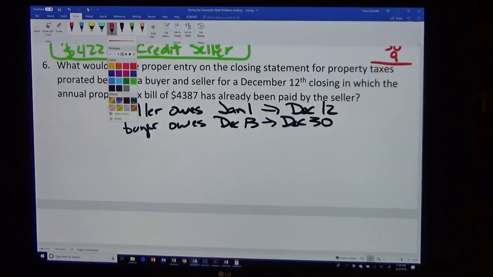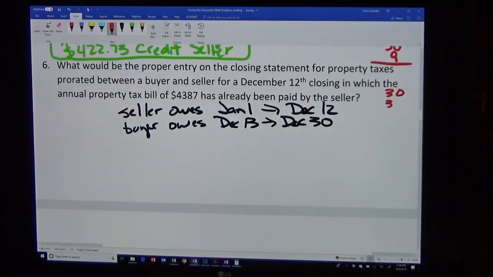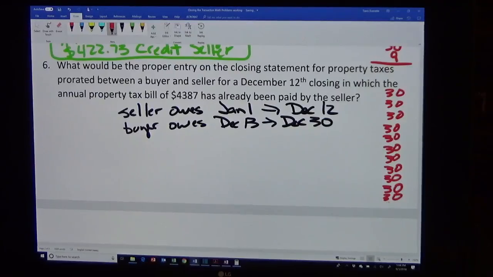And we want to figure out that seller side of things. We got January, February, March, April, May, June, July, August, September, October, November, and 12 days of December. So that should be 11 months: 1, 2, 3, 4, 5, 6, 7, 8, 9, 10, 11. That's 330 days plus 12 days is 342 days total for the seller.